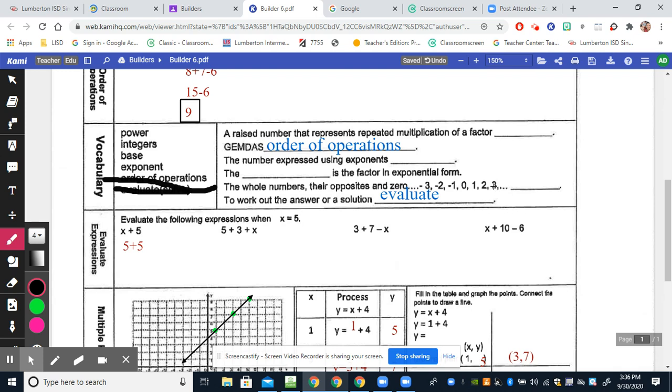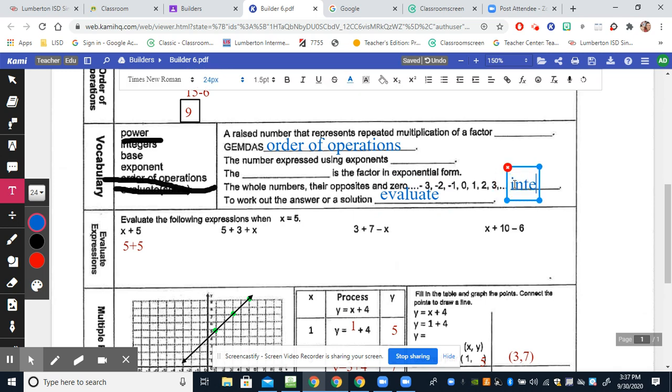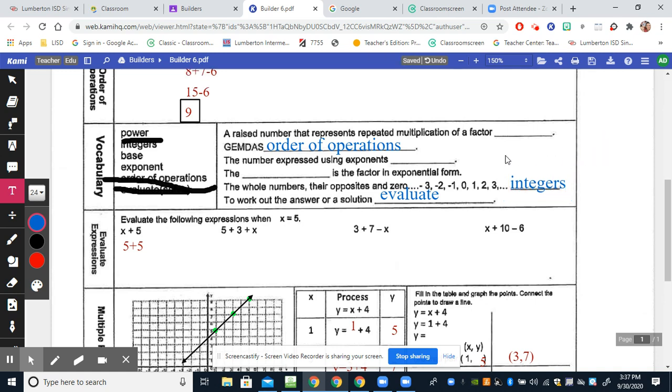Oh, I remember this one. These numbers represent integers. So this number 5 is integers. Okay? Those were 3 vocabulary words that we did for our builders. So make sure you've gotten that. All right, I'm going to close that out.